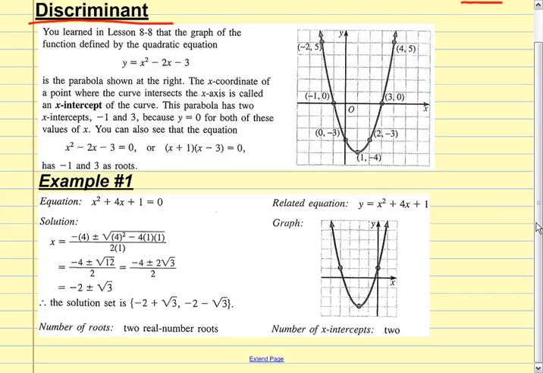You learned in lesson 8.8, and you did, that the graph of the function defined by the quadratic equation. Okay, so I've got this graph, this function. The graph is this parabola shown at the right. The x-coordinate of a point where the curve intersects the x-axis is called an x-intercept, here and here.